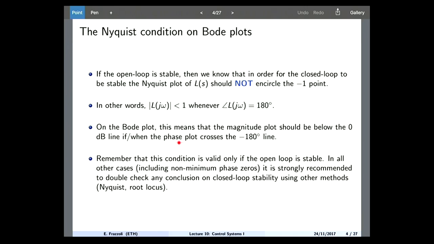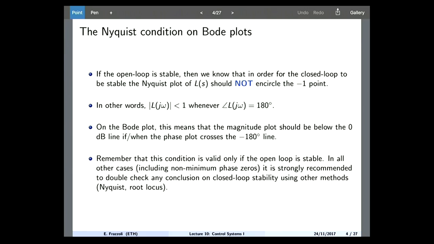Before the phase plot crosses the -180 degrees line, okay? Remember, this condition is valid only if the open loop is stable. It's only sufficient, it's not necessary. So my recommendation is to check this condition on the Bode plot and just trust it, believe it, only if your open loop system is stable and you do not have any non-minimum phase zeros, okay?